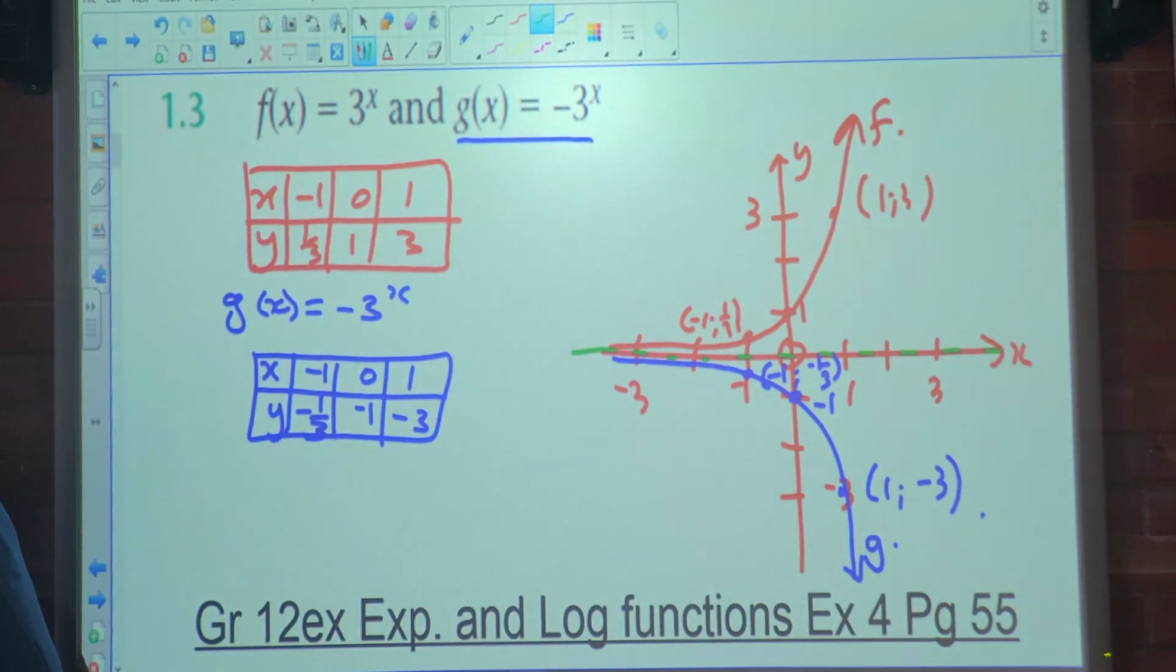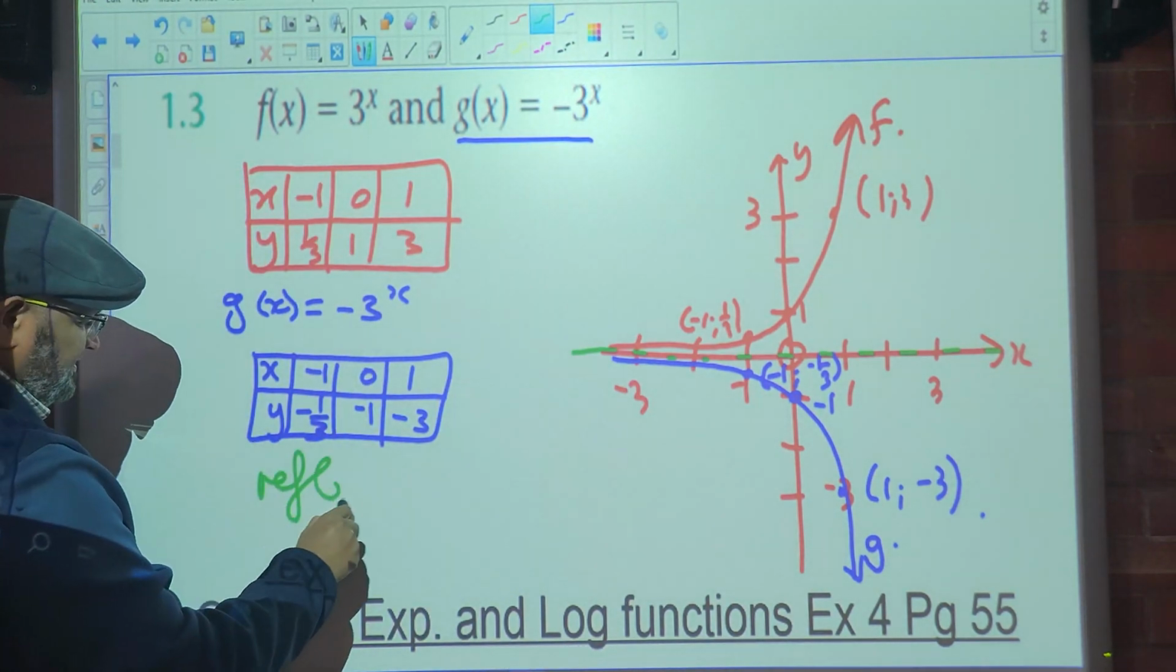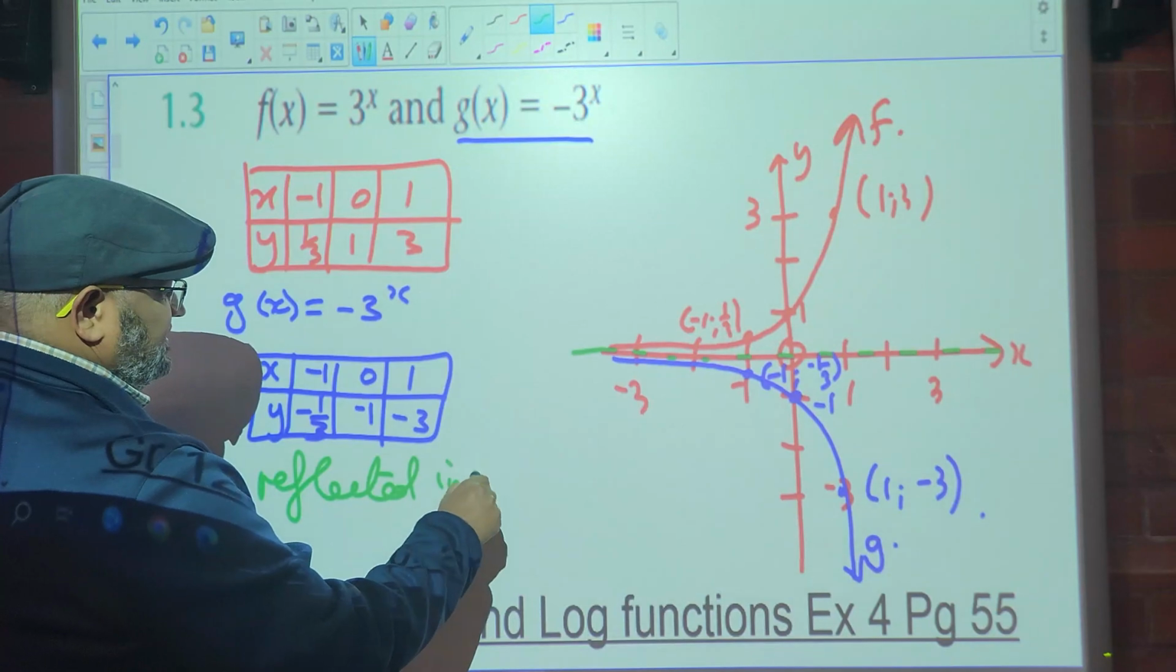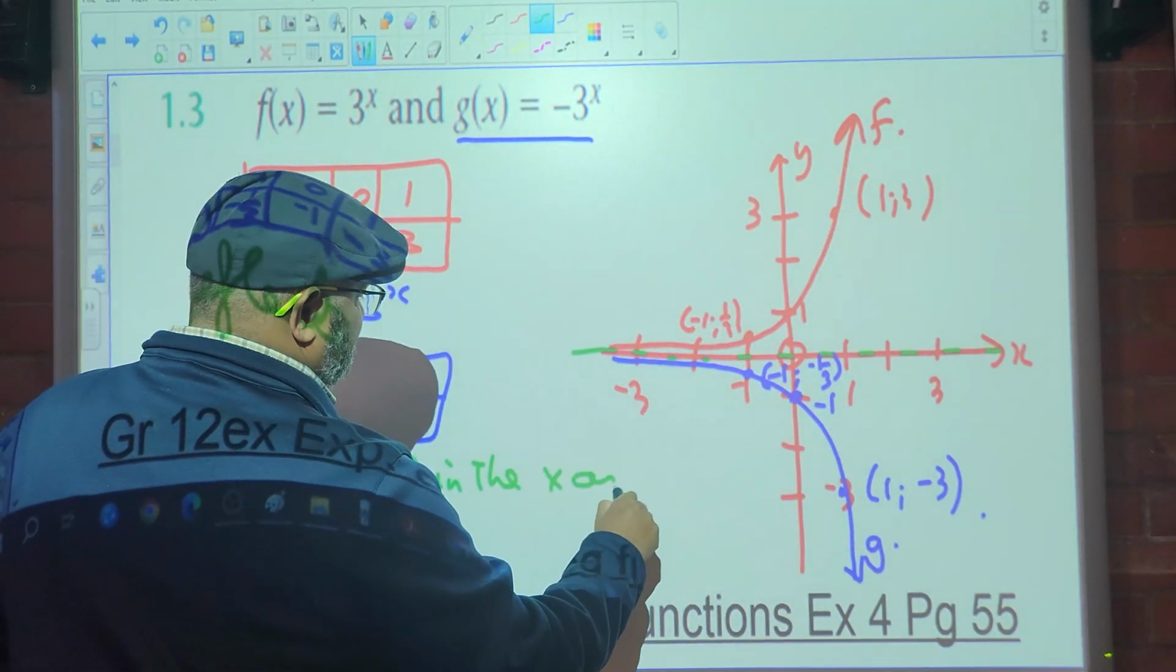Y is equal to 0. Or you can say it's reflected in the x-axis.